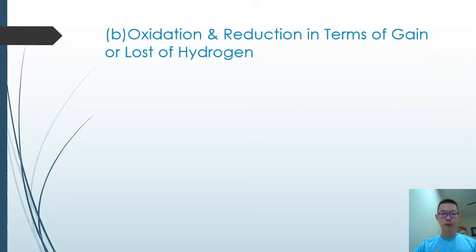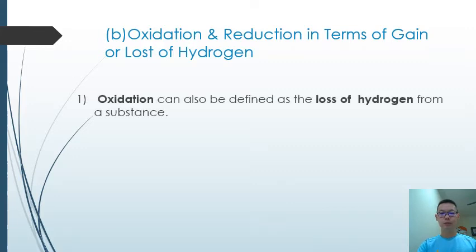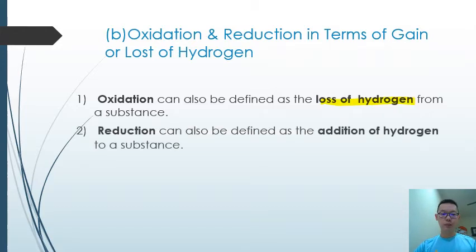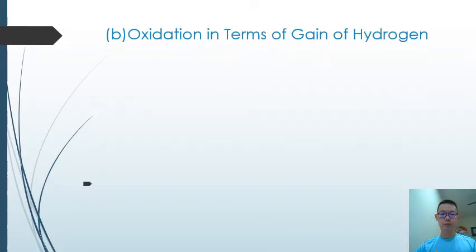The second criteria, oxidation and reduction in terms of gain or loss of hydrogen. Oxidation can be defined as a loss of hydrogen from a substance. On the other hand, reduction can also be defined as the addition of hydrogen to a substance. Criteria number 2, oxidation and reduction in terms of hydrogen.